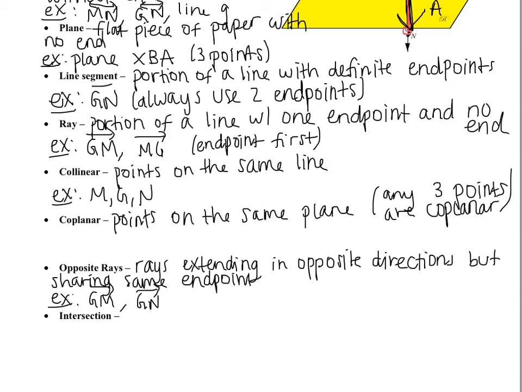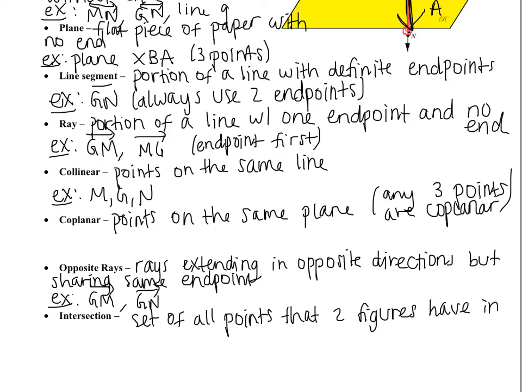Last definition is intersection, which is the set of all points that 2 figures have in common. Set of all points that 2 figures have in common. Okay, so that was all the definitions that we're going to do. Now, if you would flip to page 8, we're going to do 3 examples together using these definitions.